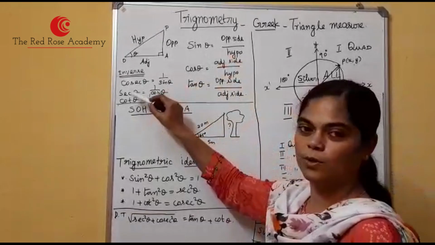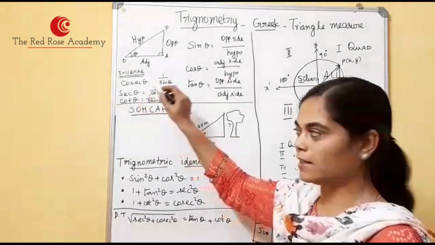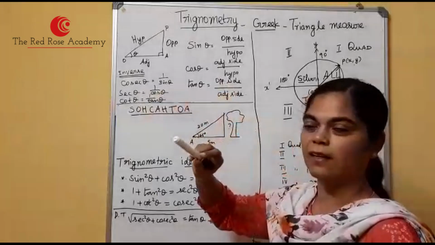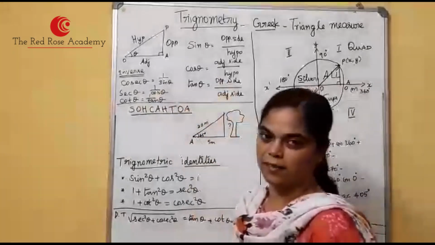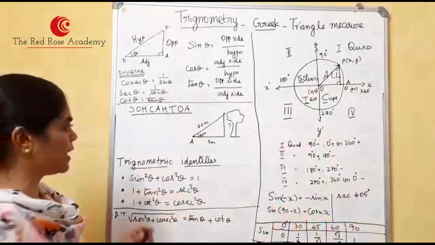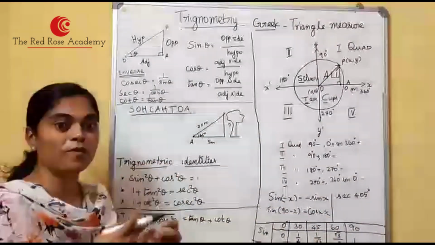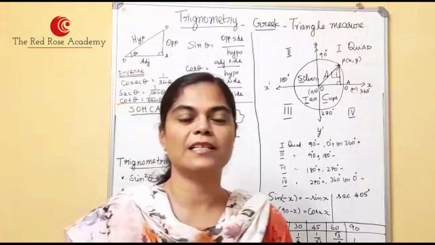These are the inverse ratios. The inverse of sine is cosecant theta, the inverse of cos is secant theta, and the inverse of tan is cot theta. Let me give you an explanation of how we are going to apply trigonometry in day-to-day life.